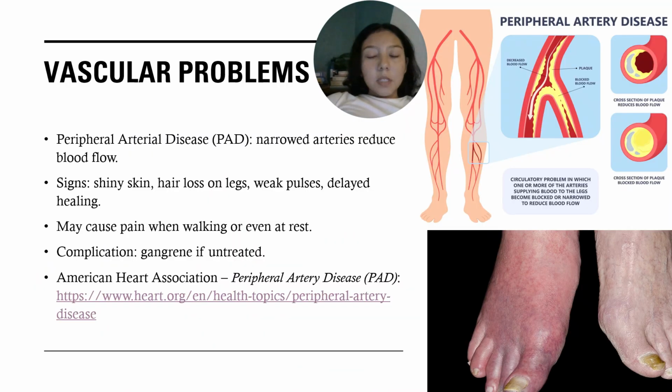Now, vascular problems in older adults often involve peripheral arterial disease, and this occurs when arteries become narrowed, reducing blood flow to the legs and feet. Common signs here are shiny skin, hair loss on the legs, weak pulses, and delayed wound healing. It can cause pain when walking, known as claudication, and in several cases, pain even when they're resting. If you leave it untreated, it can lead to serious complications such as gangrene, which may require amputation. Early detection and management are absolutely critical here to prevent that extreme outcome.